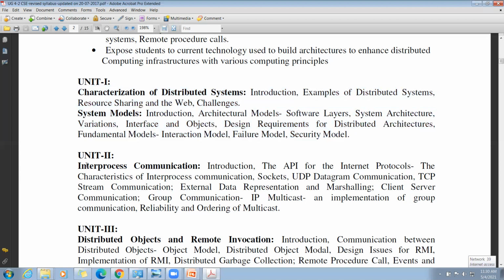Next, we are moving to the next unit, that is inter-process communication. In tomorrow's class, we will start this inter-process communication.